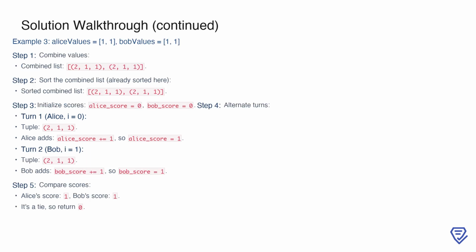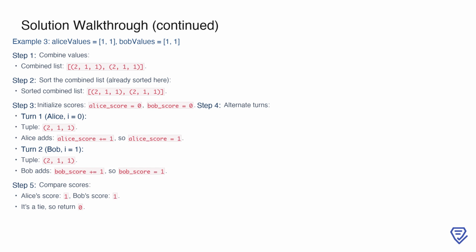For the third example, Alice and Bob's values are both [1, 1]. Combining their values into tuples gives (2, 1, 1), (2, 1, 1). Since all the sums are identical, the list is already sorted. We initialize the scores to 0 and alternate turns.